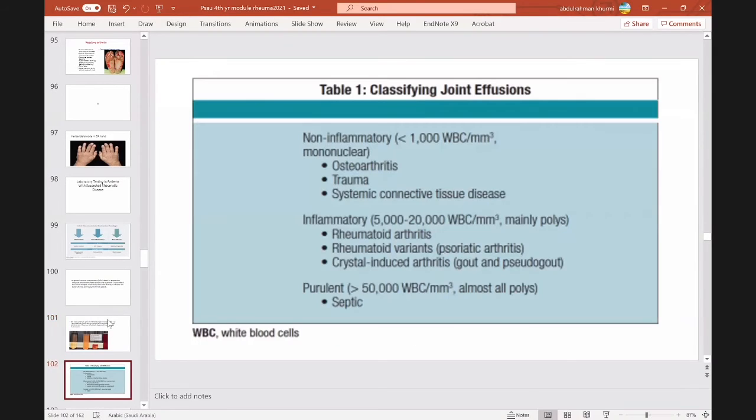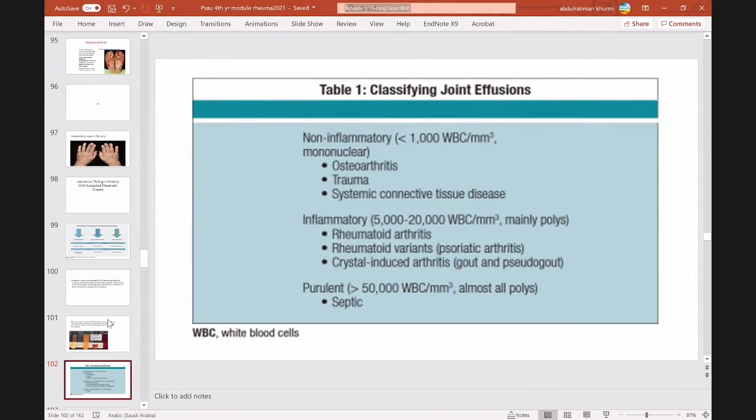So you analyze the fluid, you look for the WBC. If it is less than 1,000 white blood cells in the synovial fluid, this is non-inflammatory. It might be osteoarthritis. If it is between 5,000 to 20,000 WBCs in the synovial fluid, this might be inflammatory, but it might not be infection. It might be rheumatoid. It might be crystal induced. But if it is more than 50,000, then most likely it is septic.